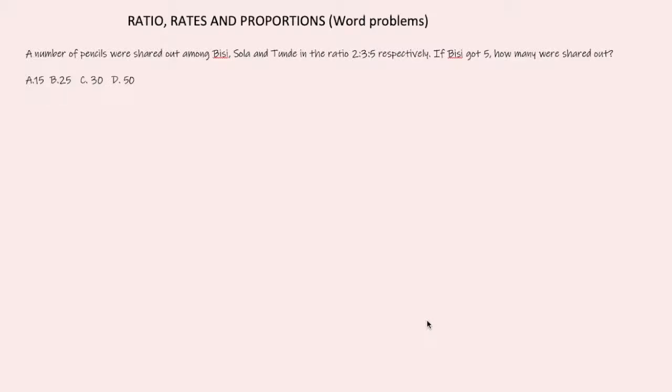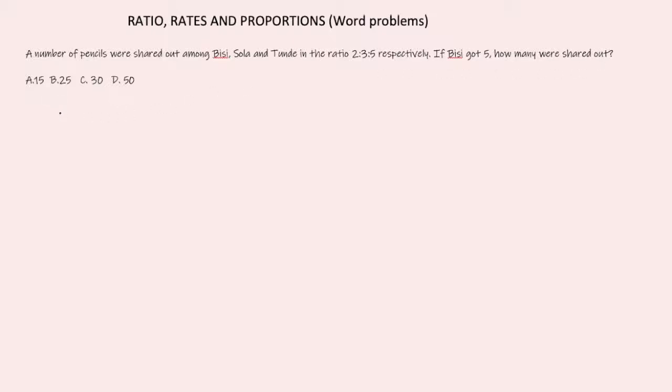And the first question we'll be looking at says, a number of pencils were shared out among Bisi, Shola, and Tunde in the ratio 2 to 3 to 5, respectively. If Bisi got 5, how many were shared out?